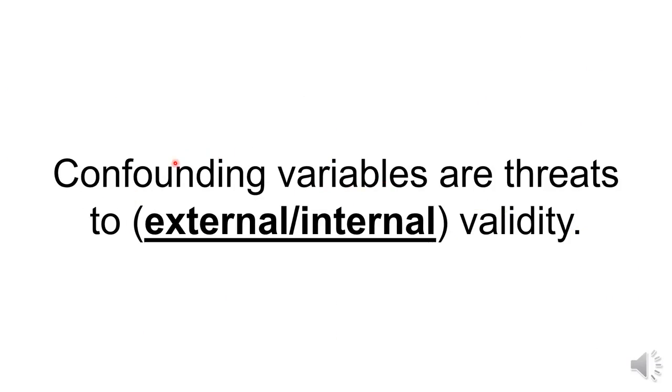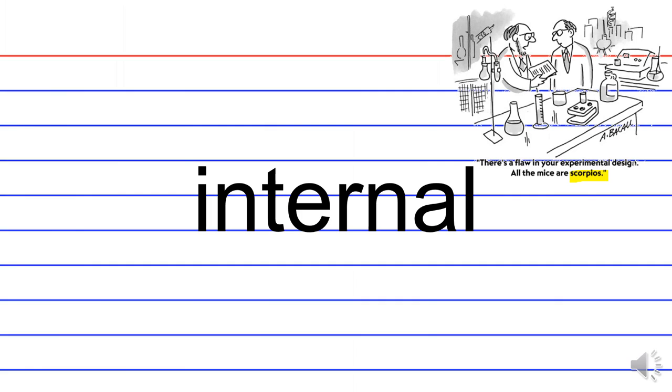Confounding variables are threats to external or internal validity. And remember, a confounding variable is like a hidden factor that might affect the relationship between the independent variable and the dependent variable. Okay? So it might be responsible for outcomes rather than the independent variable being responsible. So that would have an effect on internal validity.